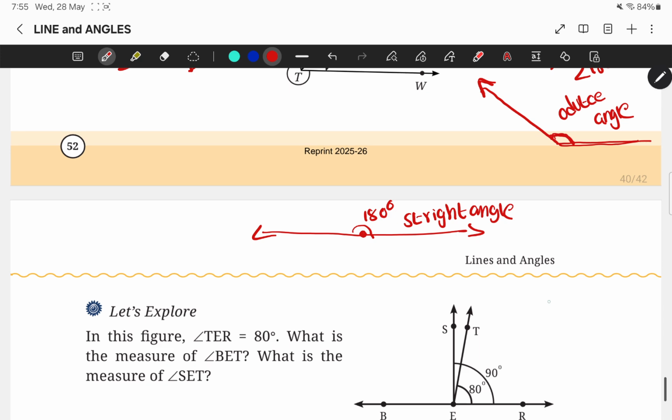And for the reflex angle, the first arm and the second arm for the straight angle, the lines are straight. For the reflex angle, the second arm of the straight angle will slightly bend down like this, and this part between the two arms is known as the reflex angle.